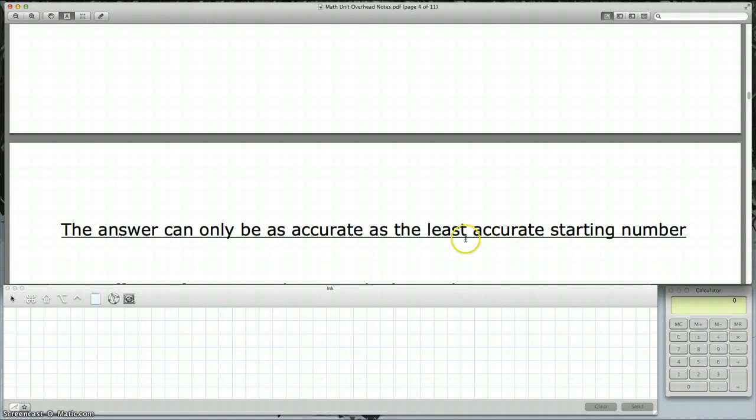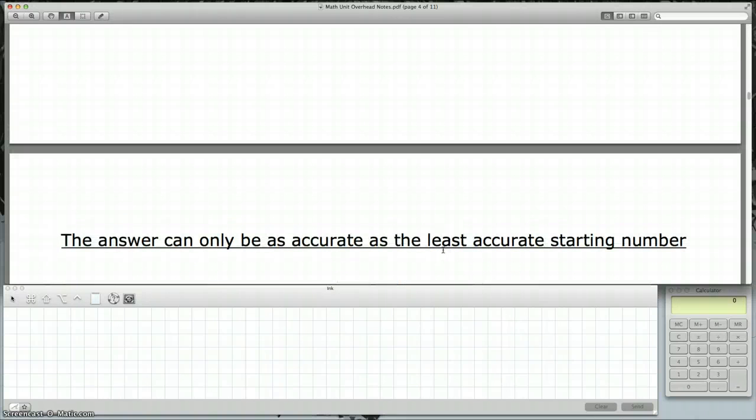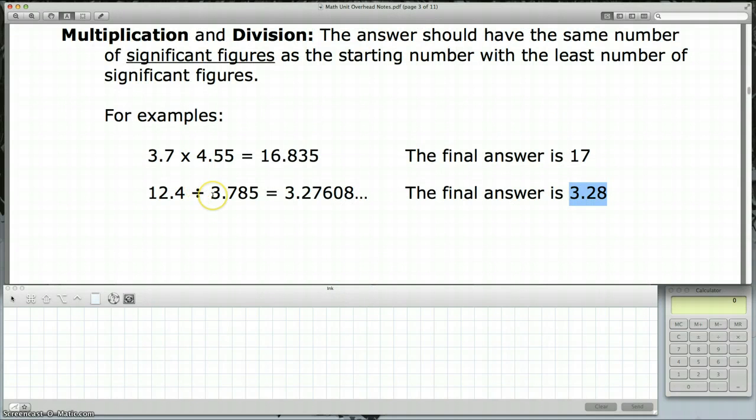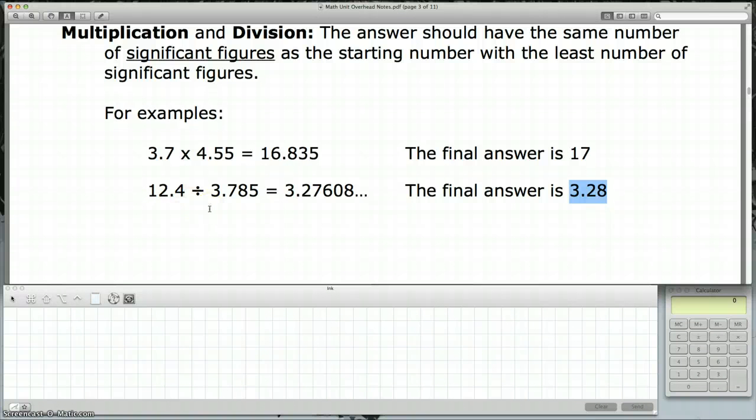Now the reason for this is your answer can only be as accurate as your least accurate starting number. If you're starting with a very accurate number and a less accurate number, your accuracy depends on that least accurate number. You might know this one really well, the 3.785, but the 12.4, you don't know that number to the same level of accuracy. So your answer should reflect that.